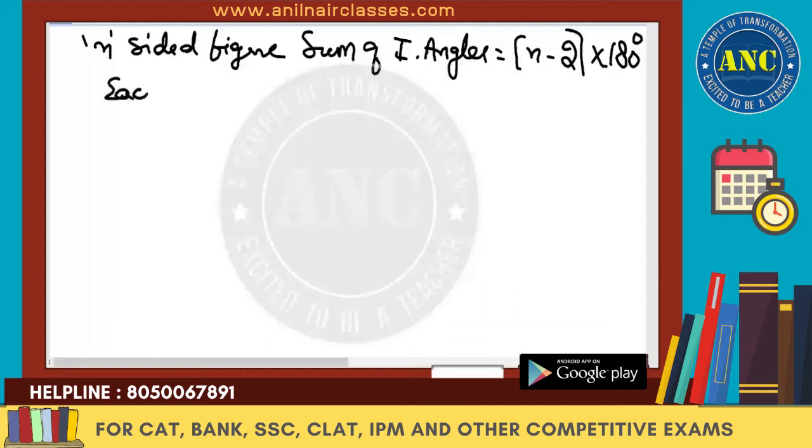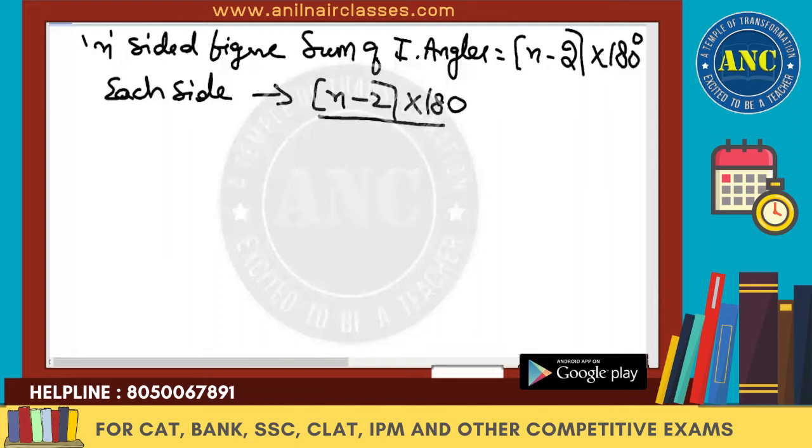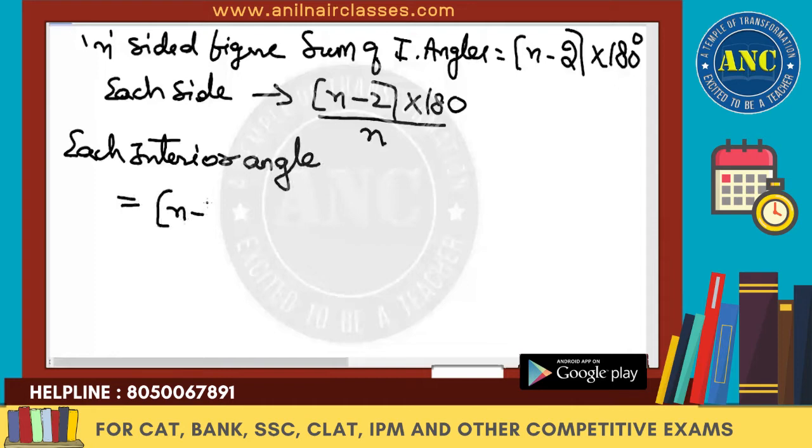For n sides the sum is n minus 2 into 180, so each interior angle will be n minus 2 into 180 by n. Very, very important key points. A lot of previous year questions are based upon this point. Each interior angle is given by n minus 2 into 180 by n.